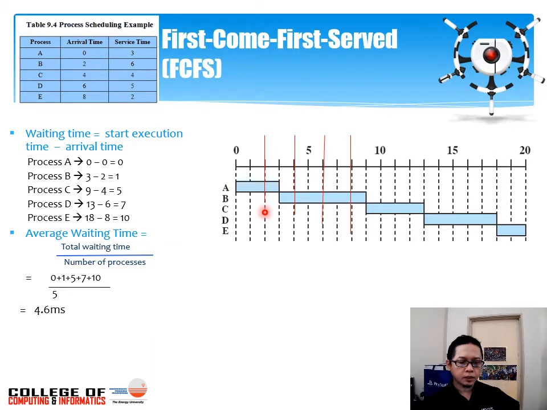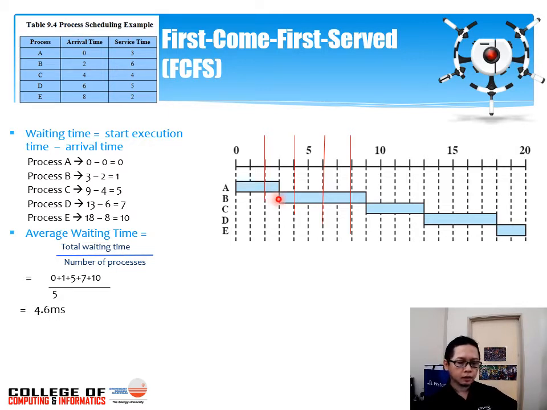Okay, so B arrived here and then it gets executed at the third millisecond. So you see that there is a gap here before it gets executed. So the waiting time for process B is actually 1.